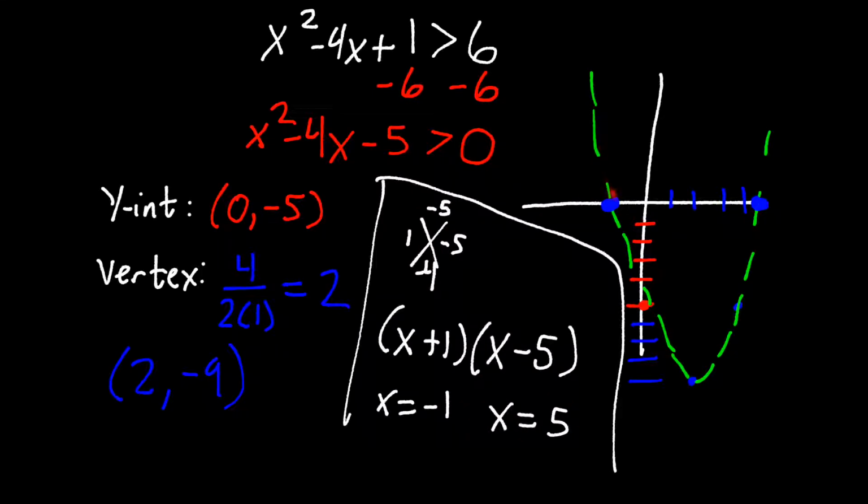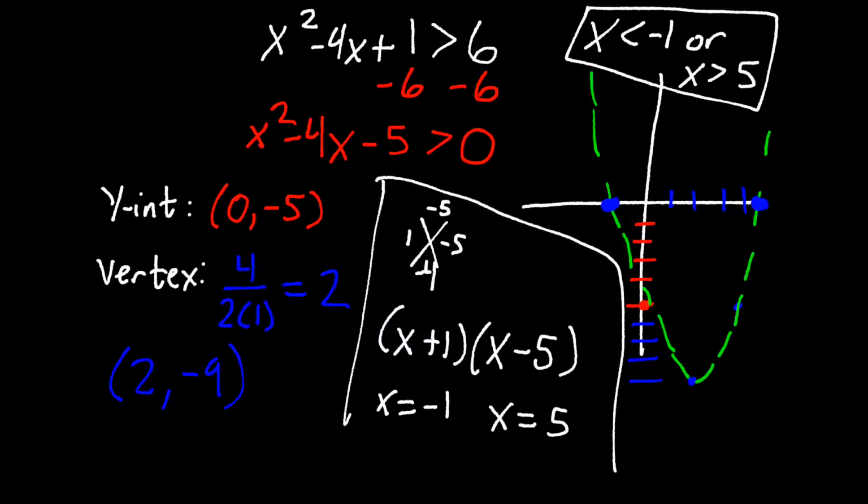We can see from these points that I'm above the x-axis to the left of -1, and I'm above the x-axis to the right of 5. So if I want to be greater than 0, I need to be smaller than -1 or bigger than +5. And those are the solutions here. We want x to be less than -1 or x to be greater than 5. And that is our solution here.